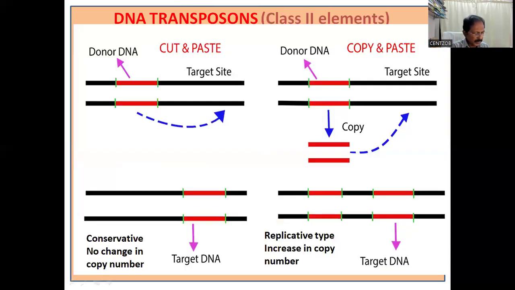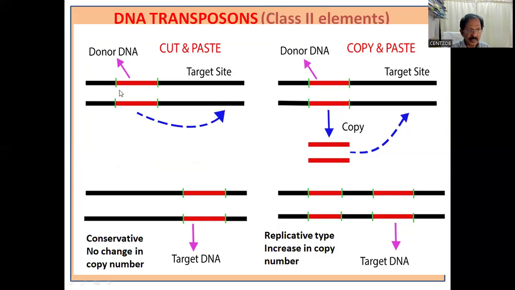Now we can focus on DNA transposons, the class 2 elements. There are two mechanisms of transposition in DNA transposons: one is the cut and paste mechanism, the other is the copy and paste mechanism. In the cut and paste mechanism, there is cutting of the DNA that is considered the transposon.